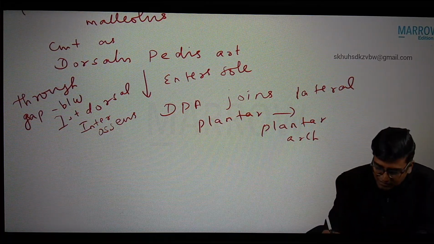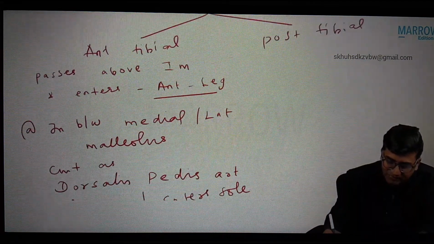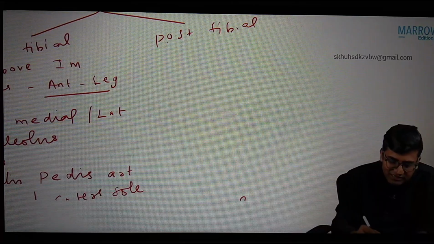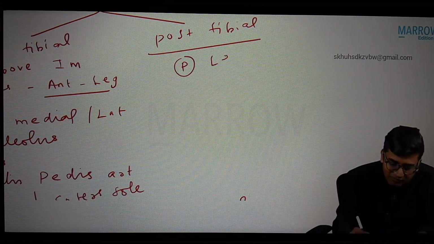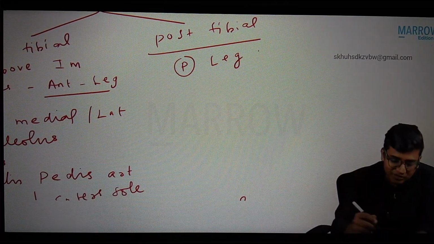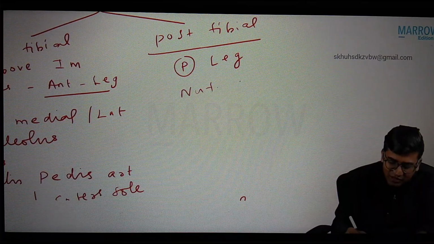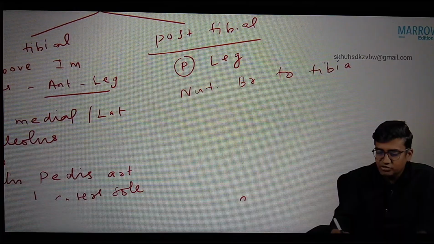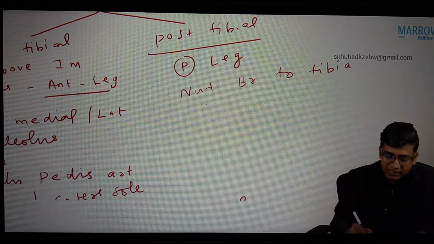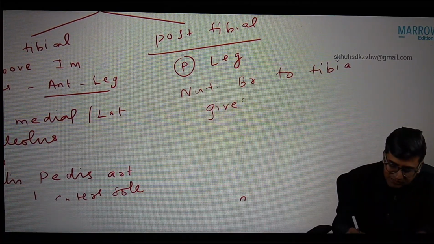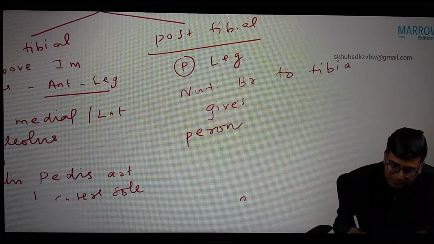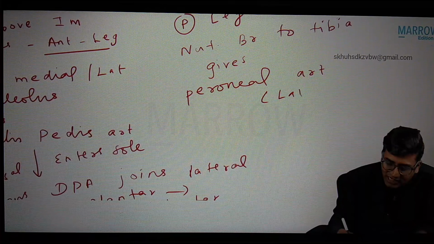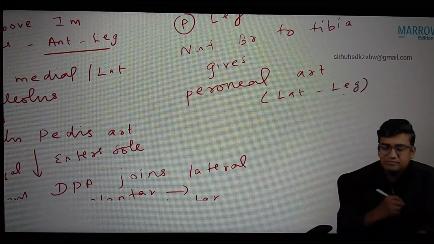Clear? Now come to the posterior tibial artery. Posterior tibial artery is the artery for the posterior compartment of leg. And please remember, posterior tibial artery is the artery which gives the nutrient branch to tibia. And the posterior tibial artery gives peroneal artery. Peroneal artery is the artery for lateral compartment of leg.